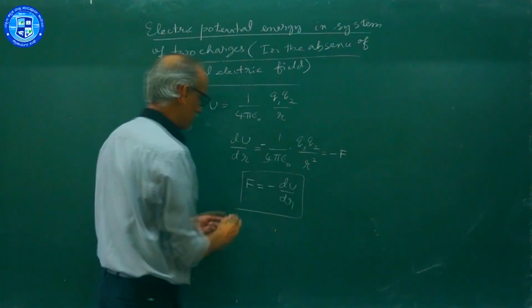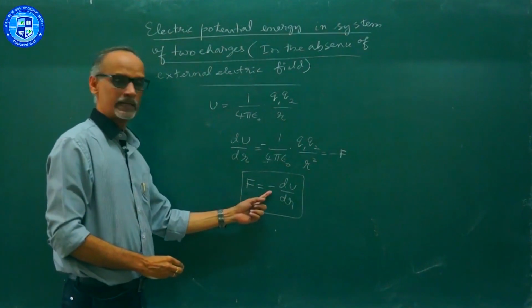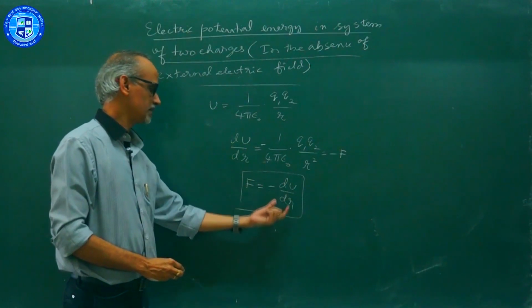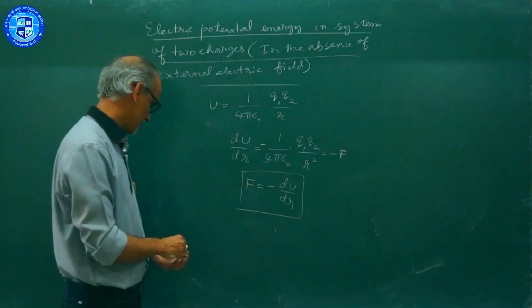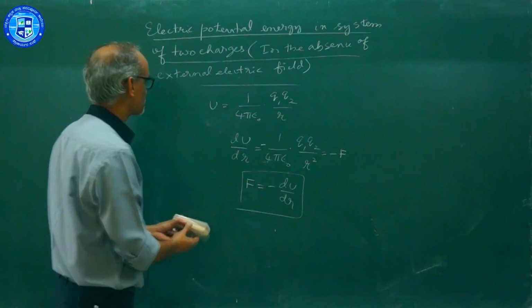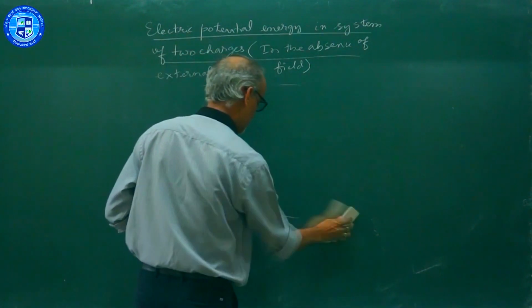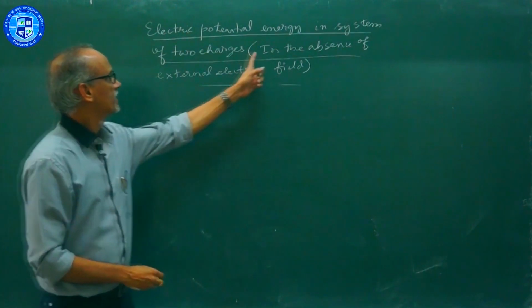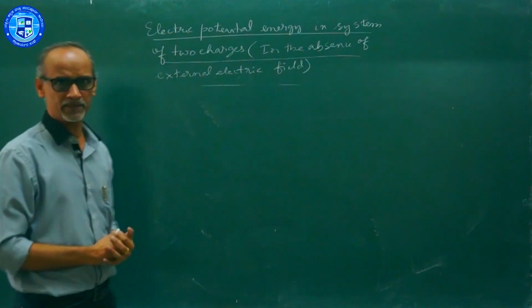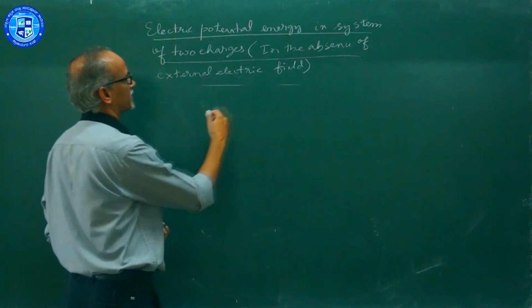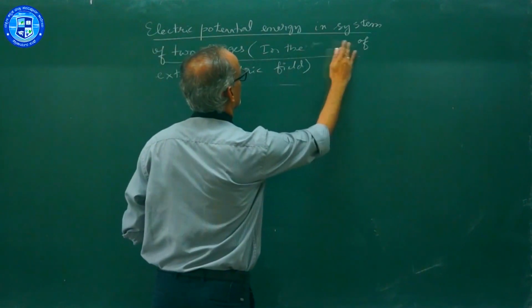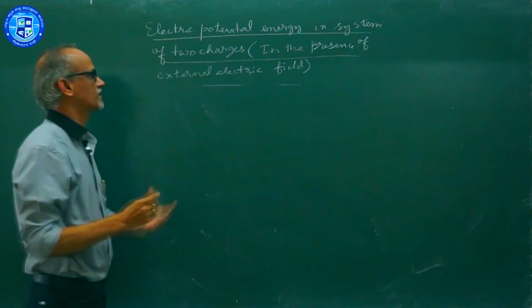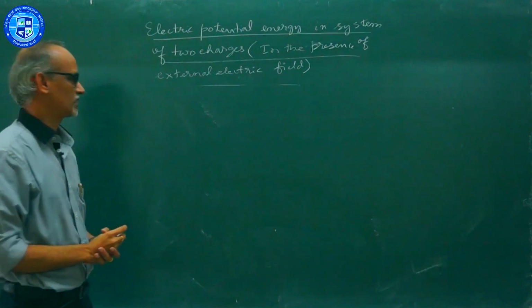That is, the electrostatic force is always equal to the negative of the electrostatic potential energy gradient. So find the differentiation or derivative, and you will get the expression for the force. Now, whatever energy we have found just now is for a system of two charges in the absence of an external electric field. Now what if, in the presence of an external field, what is the expression for the energy stored in the system of two charges?